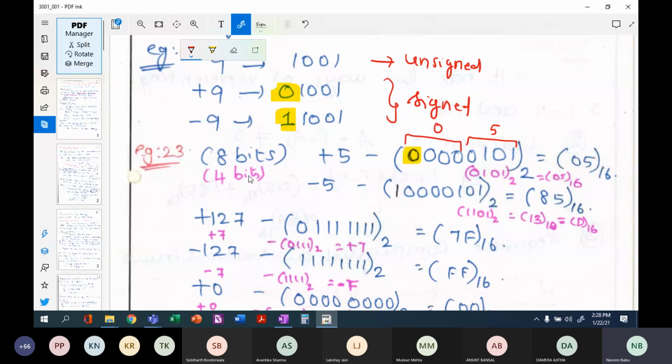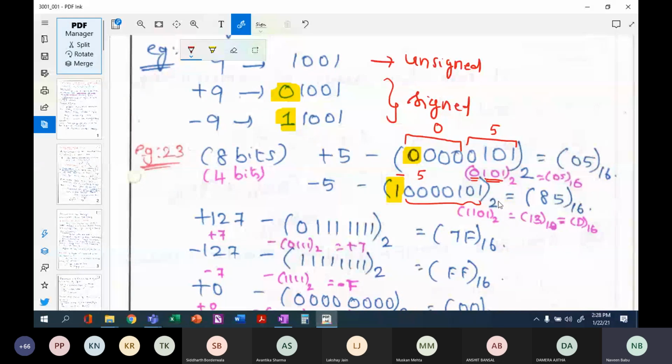Similarly, if it is a 4-bit representation, I have 3 bits to represent my magnitude, and the first bit is used to represent my sign. So it will be 0, 5. What about minus 5? If it is minus 5, then my MSB here will be 1. So this represents that it is minus, and the magnitude of 5 gives minus 5.